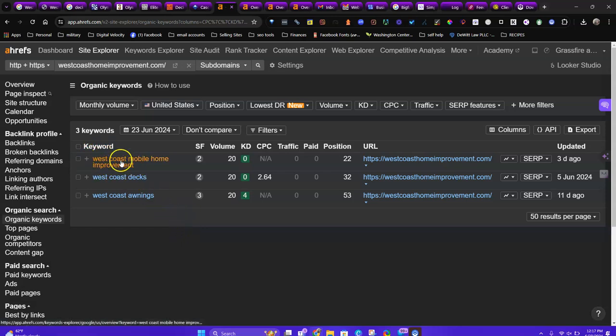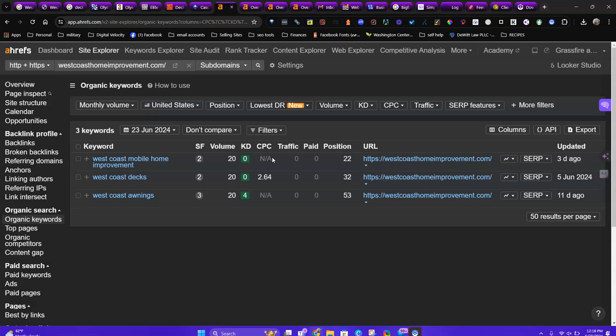So you can see you're showing up for your name here, West Coast Decks and West Coast Awnings, but you're not showing up for any location-specific keywords, which is why you are not getting any traffic. You can see here the volume: 20 people per month are searching for your business name. It's got a keyword difficulty of 0, which means that it's really easy to rank for.